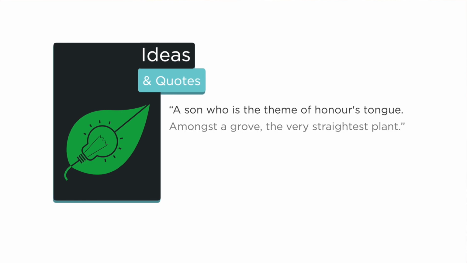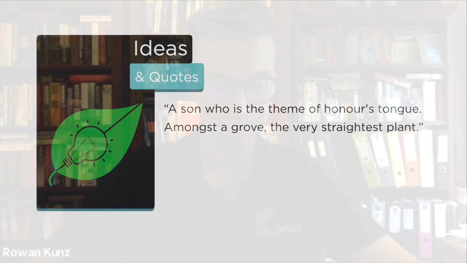So what's our first quote, Rowan, for this paragraph? Our first quote comes from the very first scene in the play. And this is when King Henry says he wants a son who is the theme of honour's tongue. Amongst a grove, the very straightest plant. All right. And in English?